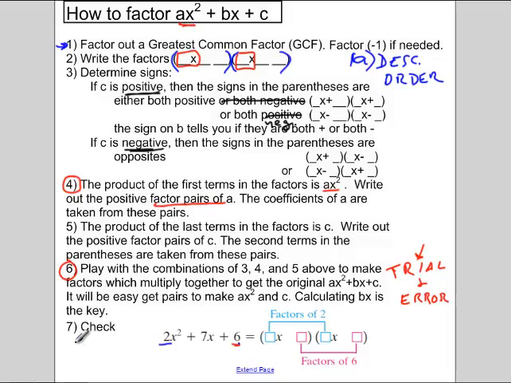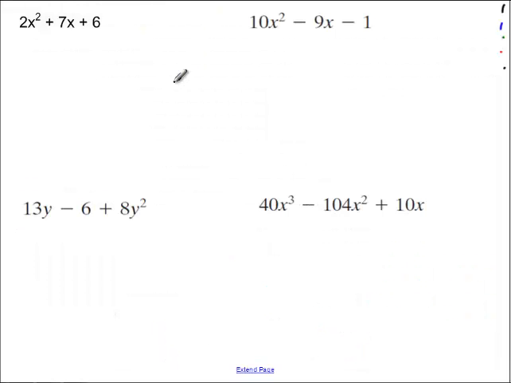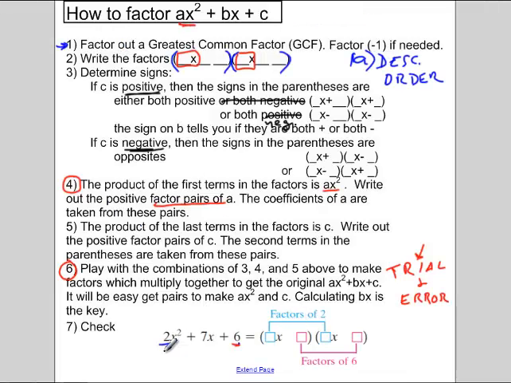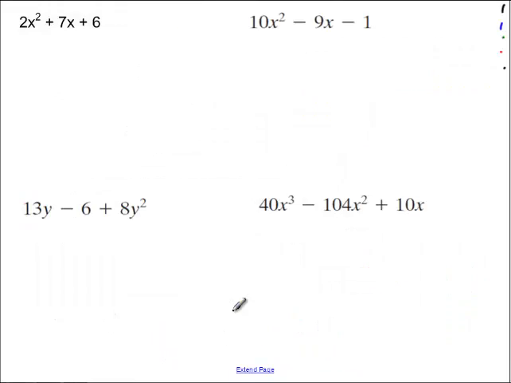Step number 7 is nothing new. It's basically a check. So when we get our factorization up here, when we finally figure out what this number and that number should be, what the signs should be, then we have to do our FOIL to say, did I factor it correctly? So let's take an example and walk through those steps as well. Here's my 2x squared plus 7x plus 6, which is exactly what we did back here. Let's just factor that out.